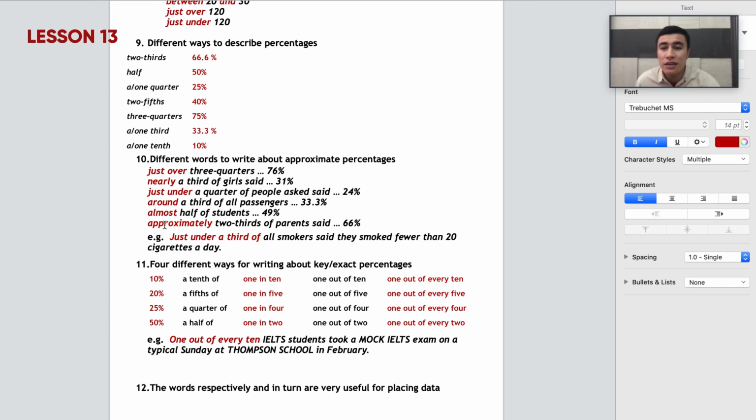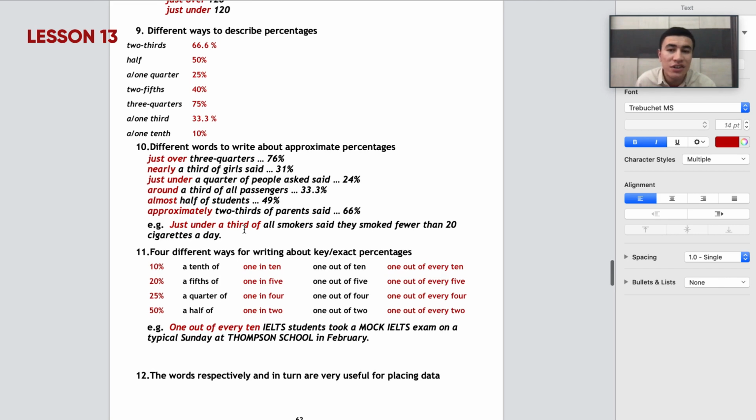So, okay, let's consider this example here. Just under a third of all smokers said they smoked fewer than 20 cigarettes a day. Okay, so just under a third means approximately 32-33% of all smokers said they smoked fewer than 20 cigarettes, so less than 20 cigarettes a day.